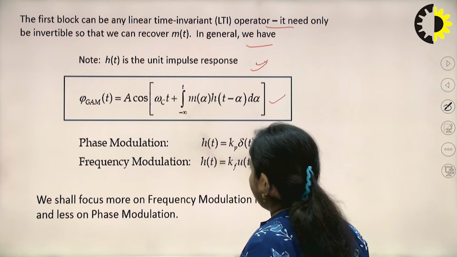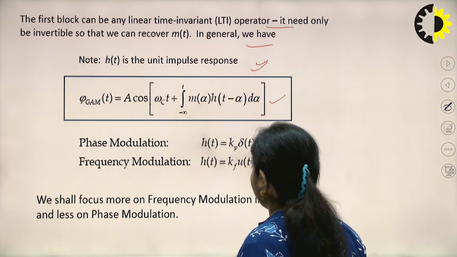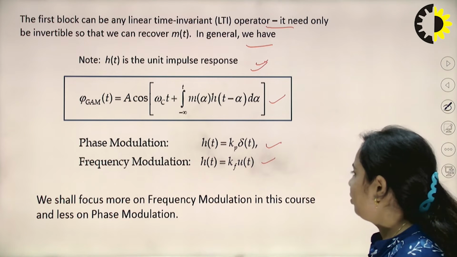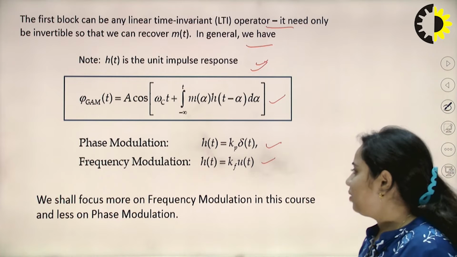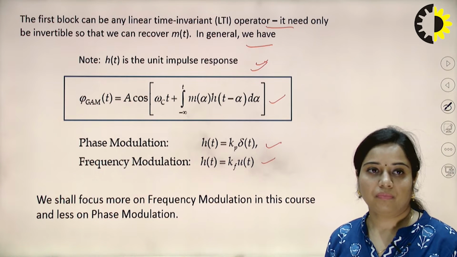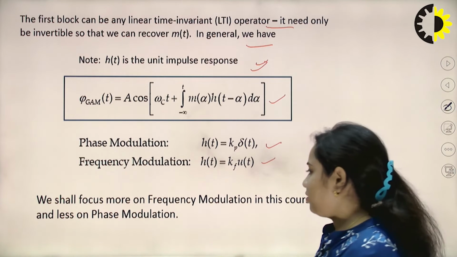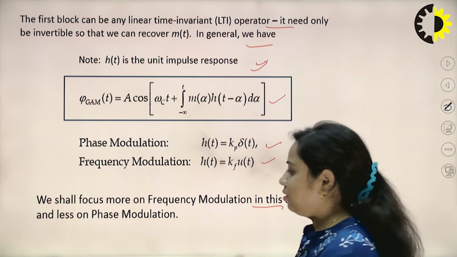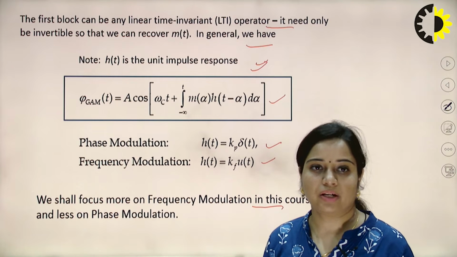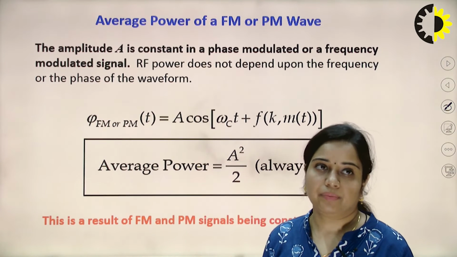So for phase modulation, ht is equal to kp into delta t. For frequency modulator, ht will be equal to kf into ut. So ut means it is a unit step and delta t is an impulse function. So we shall focus on FM in this course, less on PM. FM is more important and it is widely used as compared to PM.